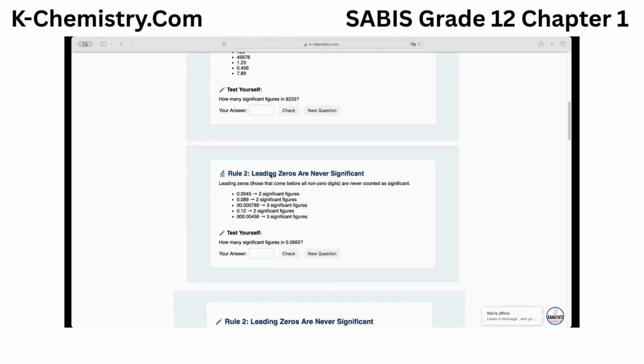Rule number 2, the leading zeros are never significant. What are leading zeros? Zeros on the left. Zeros before the non-zero digits. These are leading zeros. They are never significant. Don't ever count them as significant.